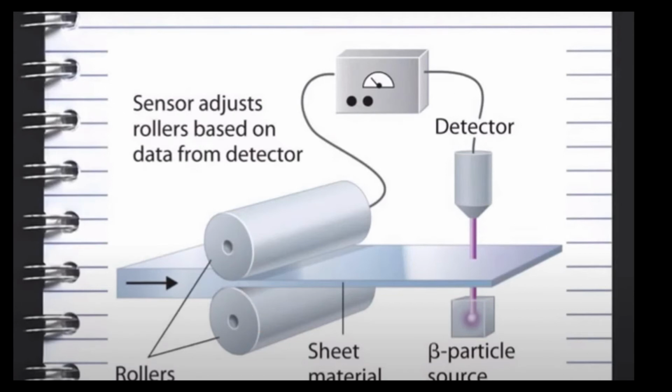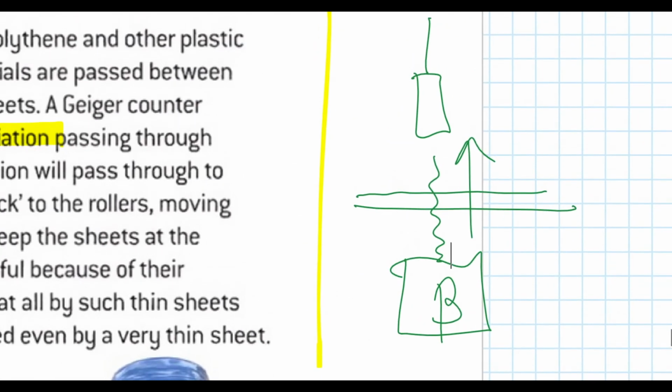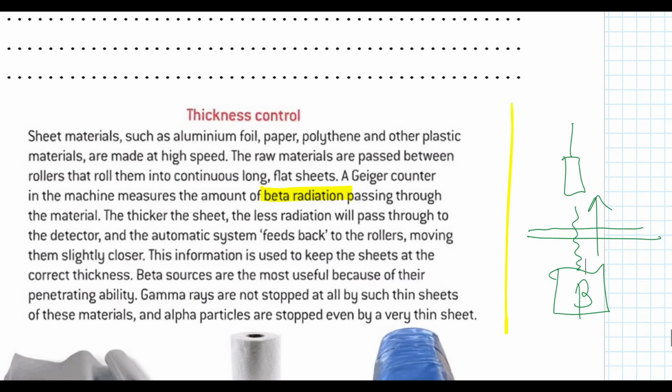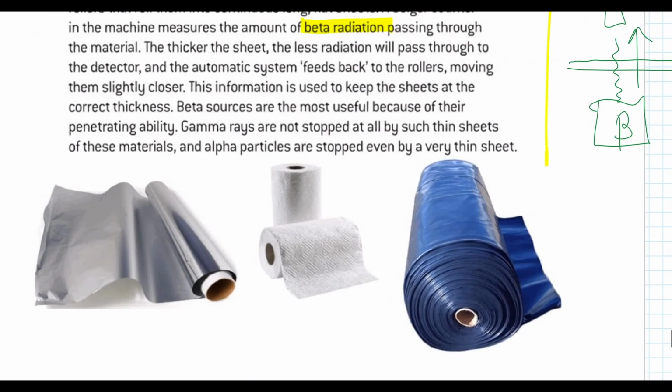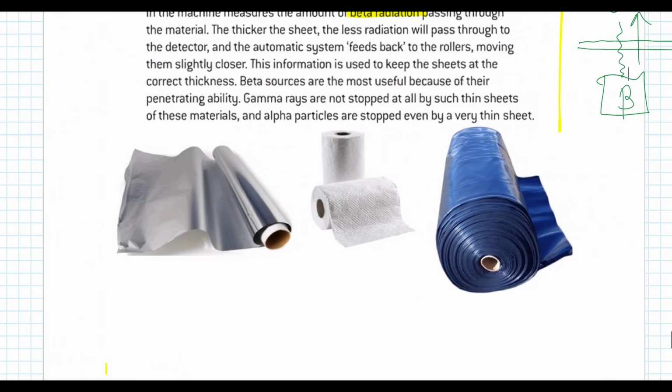Thicker. Now that all depends on the reading that they get from the amount of beta particles that come through. The risks for... Okay, you get the point. So that diagram's a lot better than my scribble there. So it works for foil, paper, and some other materials.